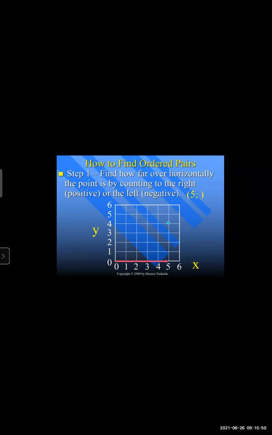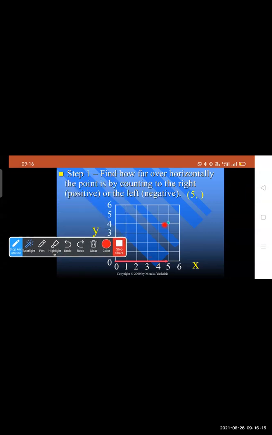Horizontally, how many points did we get? 5 points. So its x coordinate is 5. Very simple. First we find from the origin how far over the horizontal line: 1, 2, 3, 4 and 5. So here we get 5. Clear? Now the second step.